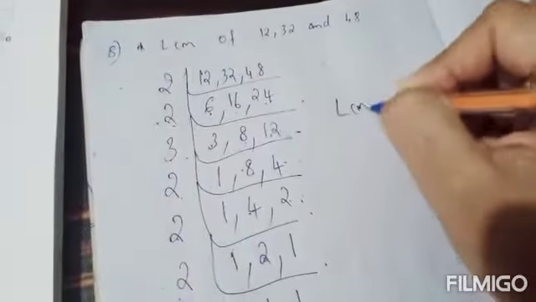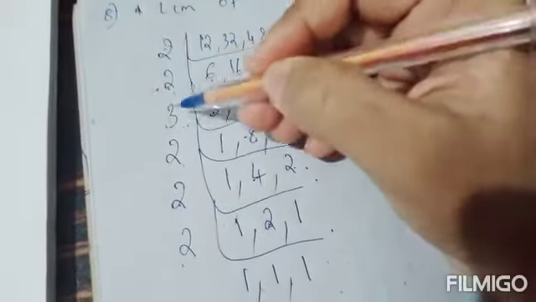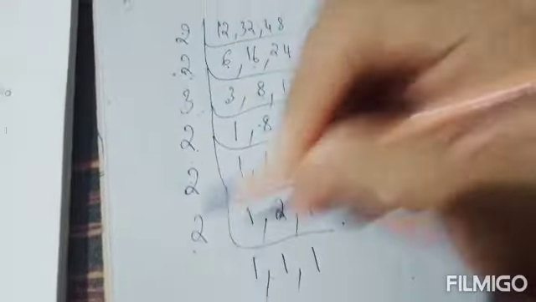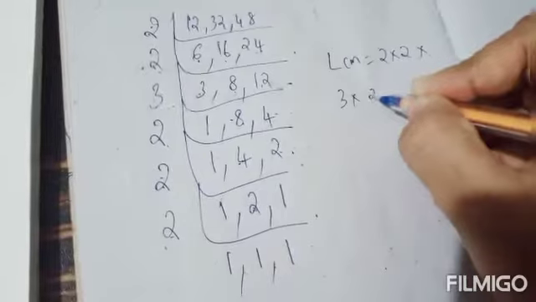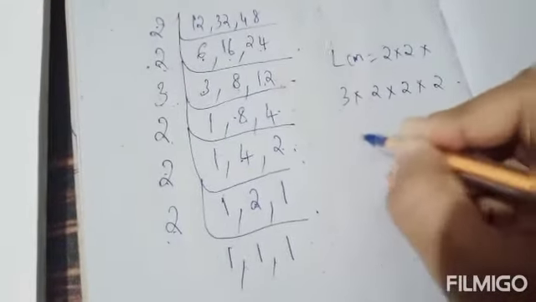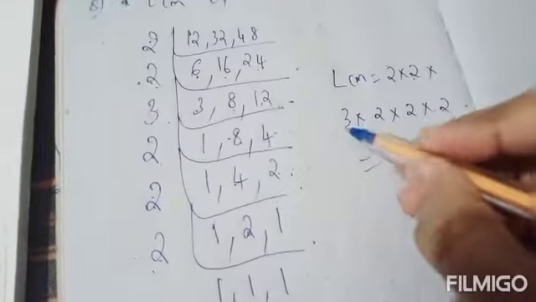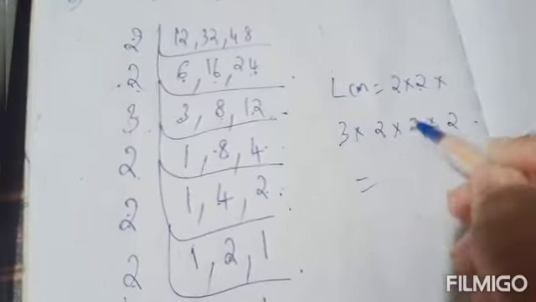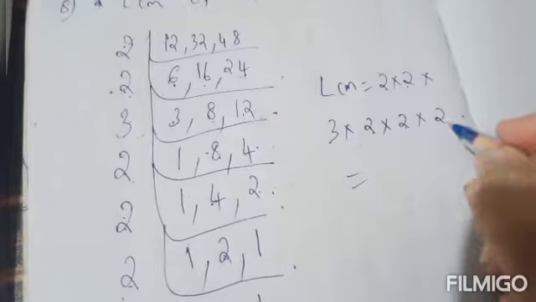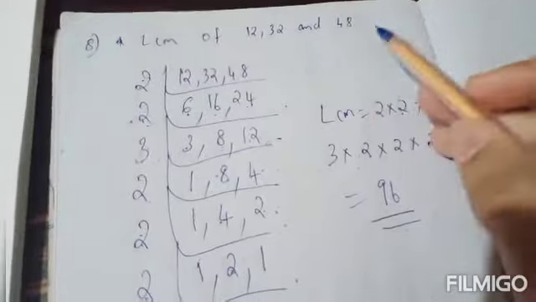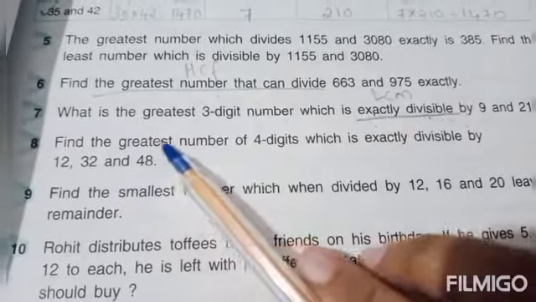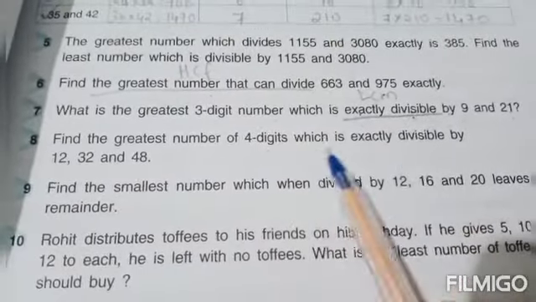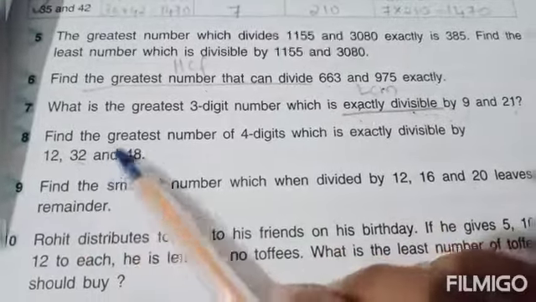So what is the LCM? 2 into 2 into 3 into 2 into 2 into 2. So 2 into 2 is 4, 4 into 3 is 12, 12 into 2 is 24, 24 into 2 is 48, 48 into 2 is 96. So LCM of 12, 32 and 48 you got 96. Here you need to find the greatest number of 4 digits which is exactly divisible by 12, 32 and 48.